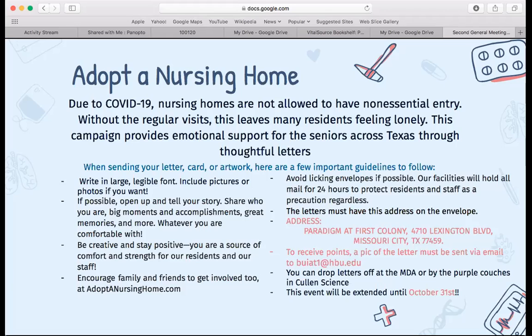To receive an event point, take a picture of your letter and send that picture via email to Andrew, our secretary. You can drop off these letters at the MDA or by the purple couches in Cullen Science. This event has been extended for the due date to be October 31st. And also just a quick clarification, I believe it's 2 letters for 1 point. Oh, okay. Yeah.